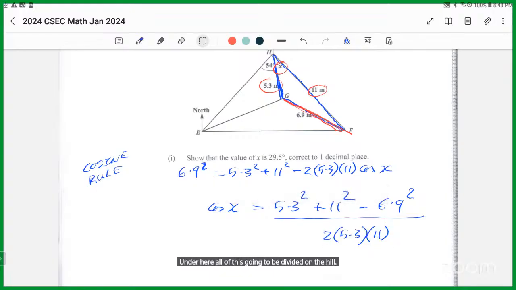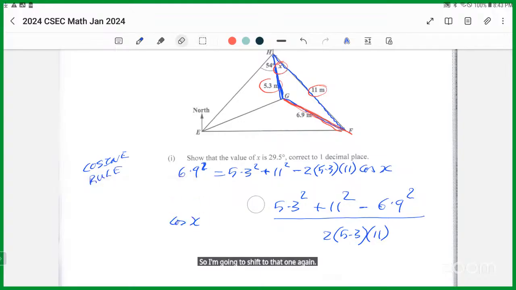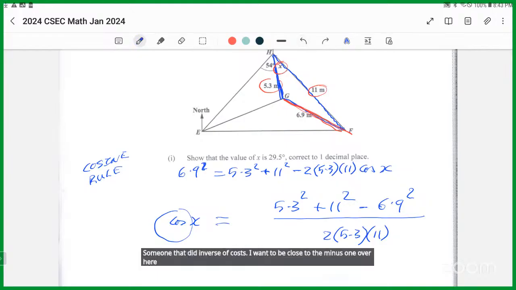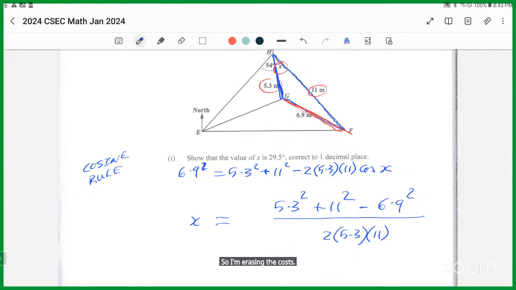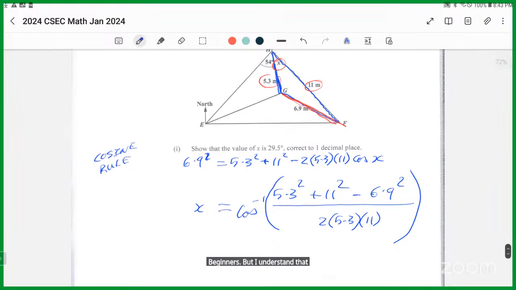And then to make x the subject, we're going to do cos to the minus 1 of that. So let me shift it around again and put the equal here. I'm going to take the inverse of cos, cos to the minus 1 over here, leaving x as the subject. So I'm erasing the cos and putting cos to the minus 1 of this entire thing. We get x. But understand that? Good? Online good?